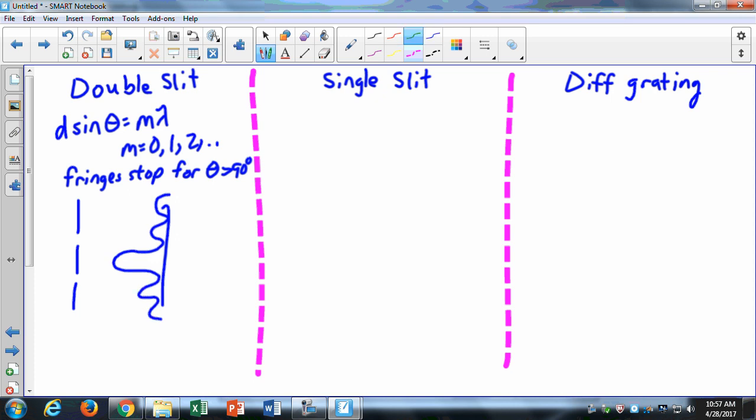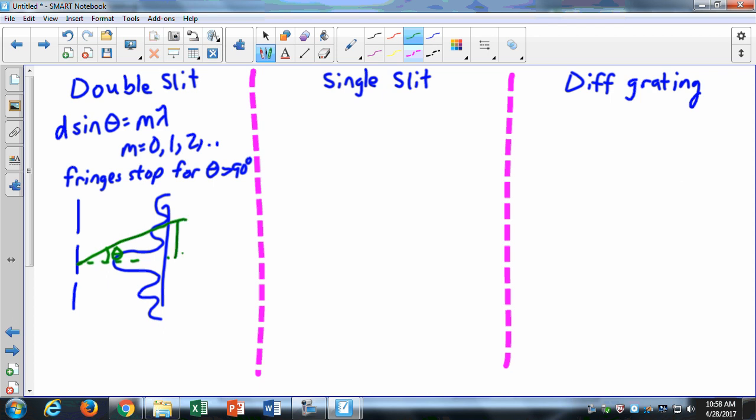My angle is from here, say, to here. This is my angle. If that angle reaches 90 degrees, then the light is no longer going to reach the screen. So if I ask you a question about how many bright spots there are, or what the maximum order number is, you would just put in theta equal to 90. And then whatever value you get, you would take the lower number. You'd round it down. We did that in class, and I think it's in the homework as well.